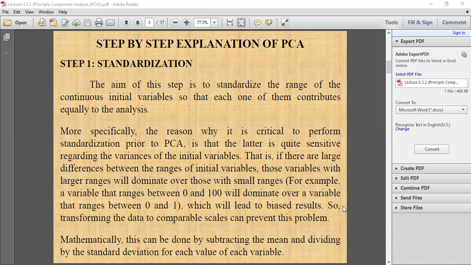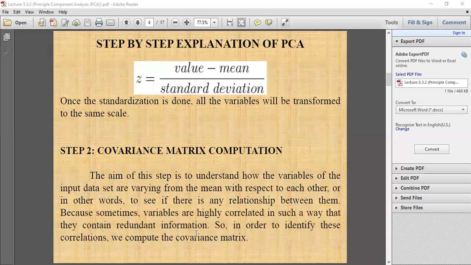We can reduce overfitting with the help of PCA. Mathematically, standardization can be done by subtracting the mean and dividing by the standard deviation for each value of each variable. We will discuss this through an example so that you can clear your doubts easily. So this is the formula: value minus mean upon standard deviation. Once the standardization is done, all the variables will be transformed to the same scale.